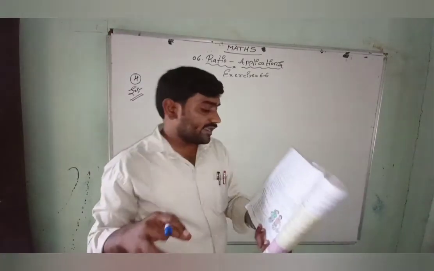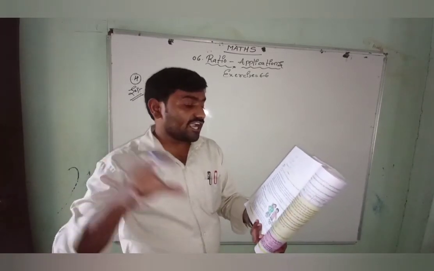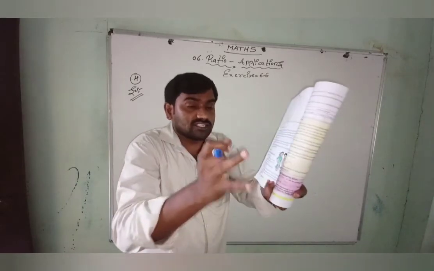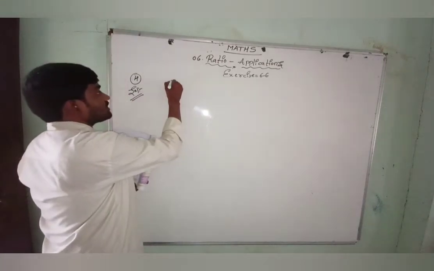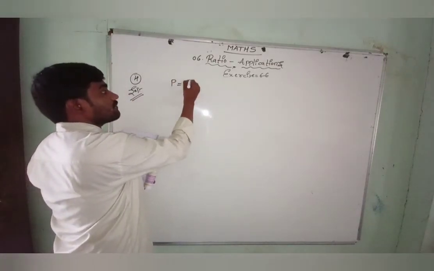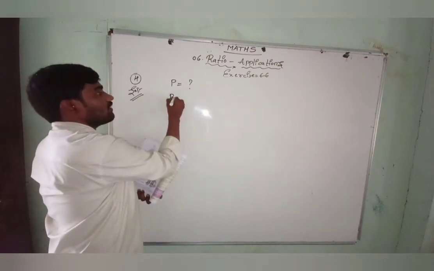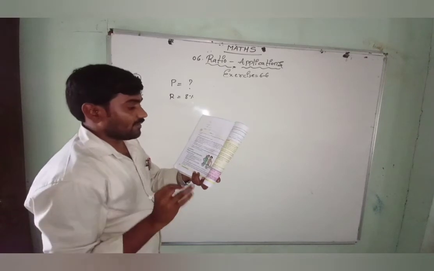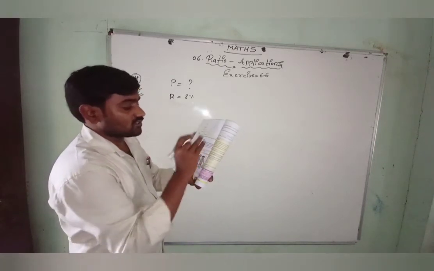This too mainly we have to focus. A sum of money invested at the rate of 8% per annum. We don't know how much money they invested. Let's take P equal to some money. Some money was invested at the rate of 8% per annum at simple interest.